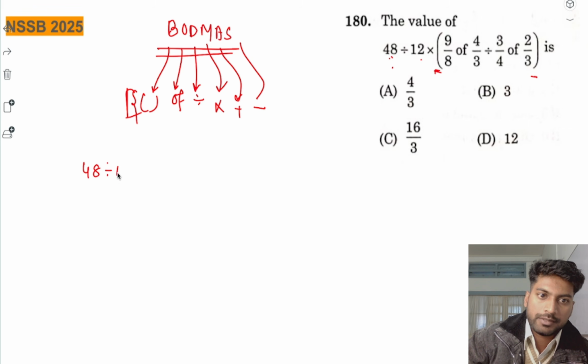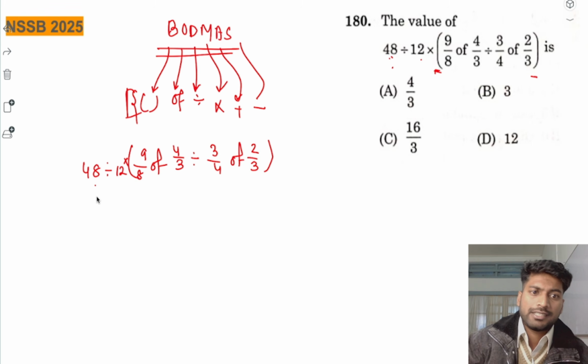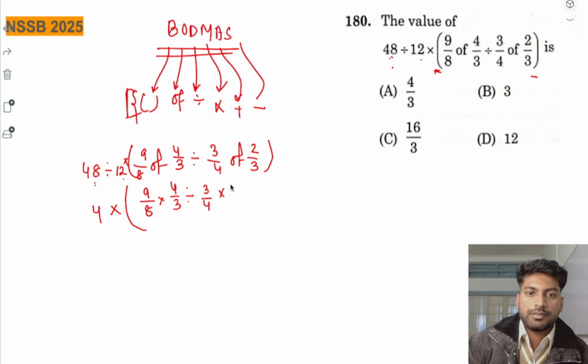48 divides 12, 9 by 8 of 4 by 3 divides 3 by 4 of 2 by 3. Okay, like this. Here there was a multiply sign, right? We can do that because it's outside the bracket. So 48 divided by 12 that is 4 into, now do the work here. Of, so write it as multiply. 9 by 8 into 4 by 3 divides 3 by 4 into 2 by 3.